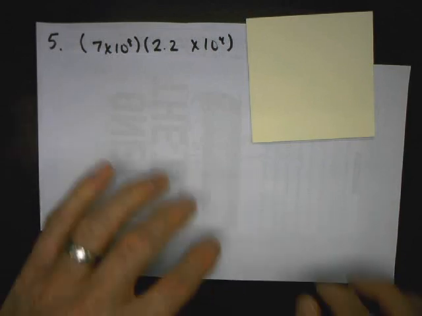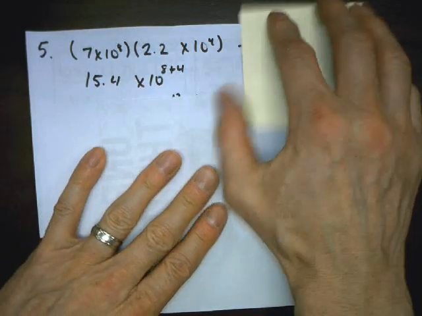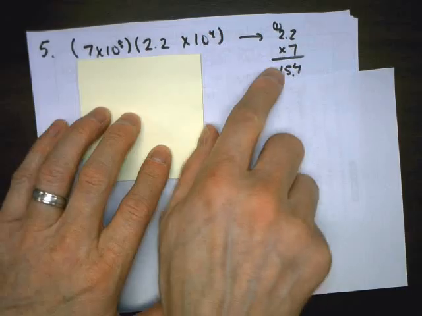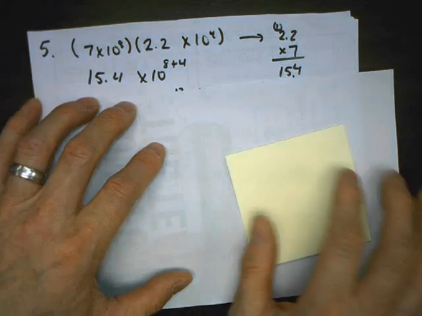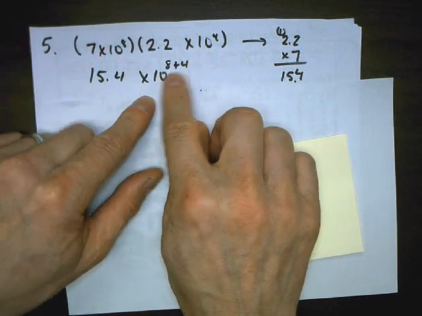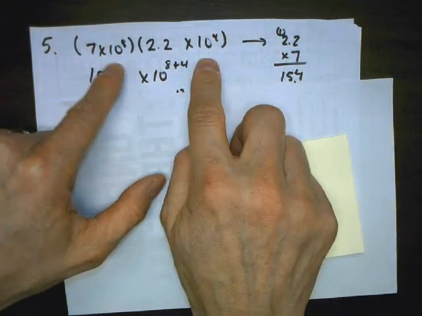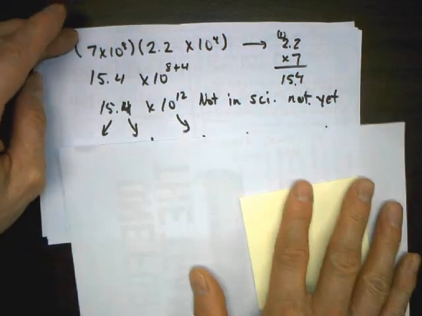Number 5, they gave us this multiplication problem involving scientific notation. So what I do then is I take my two coefficients, the two numbers in front, and I multiply those two. So I go over here, 2.2 times 7. You should get 15 and 4/10. And then when I multiply my tens, that's just copying the base and adding the exponents like we did on those previous problems. So I copy those two and add 8 plus 4 to get 12.